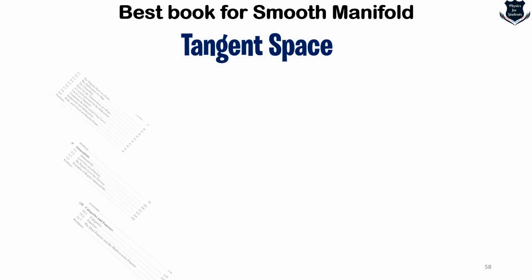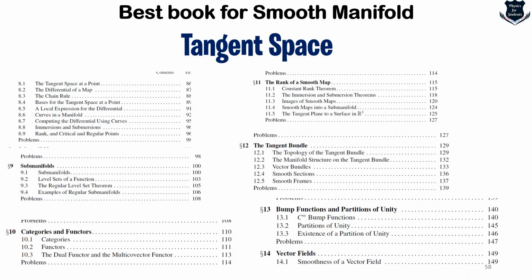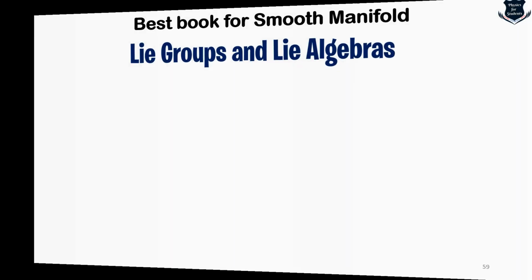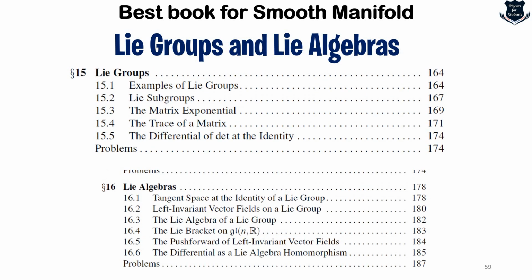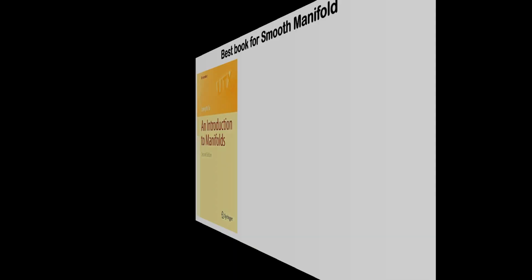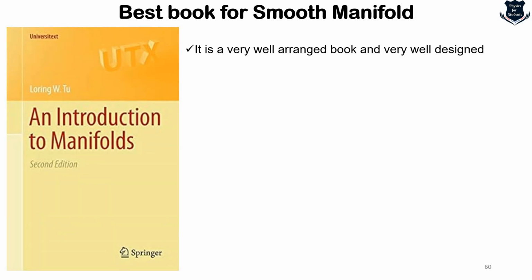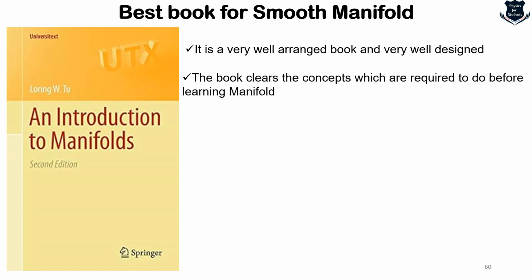The second part will be the tangent space. As you can see, it covers a very detailed understanding of tangent spaces, the tangent bundle, categories and functors, followed by submanifolds. Post that, it will obviously cover Lie groups and Lie algebras and so on. I have not mentioned everything, otherwise it will take a long time. So my honest opinion about this book by Loring W. Tu is that it is a very well arranged, very well designed book.